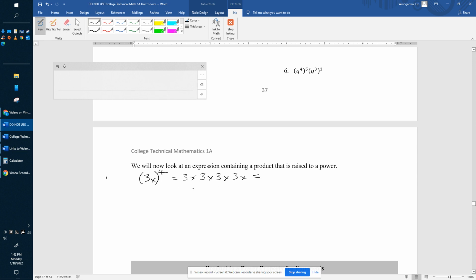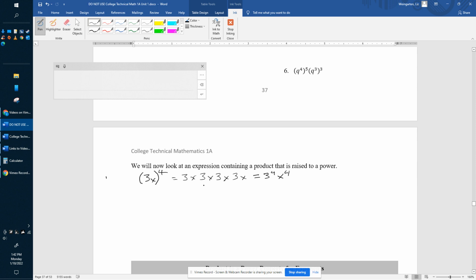So how many 3's do we have? 1, 2, 3, 4. So we have 3 to the fourth. How many x's? 1, 2, 3, 4. So we have x to the fourth. So what that means is we can distribute this 4 to the 3 and to the x.